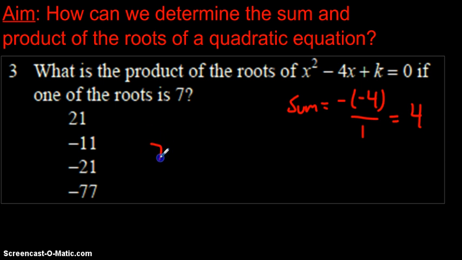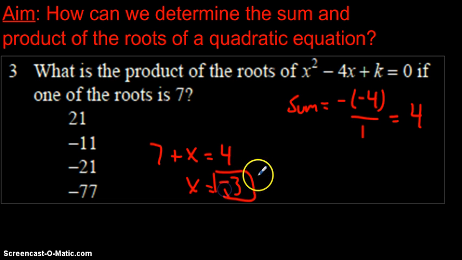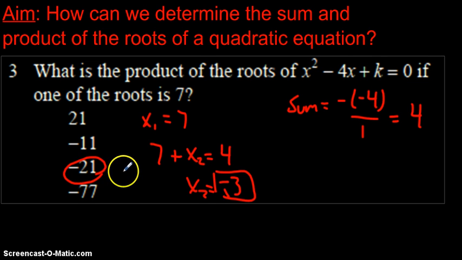So 7 plus x equals 4. That means x is equal to negative 3. So that's our other root. That's root 2. Root 1 is equal to 7. So 7 times negative 3 would give us the product of the roots. So that's the product of the roots. But the question wasn't what is the product of the roots. Oh, actually it is what is the product of the roots. The product of the roots is negative 21.